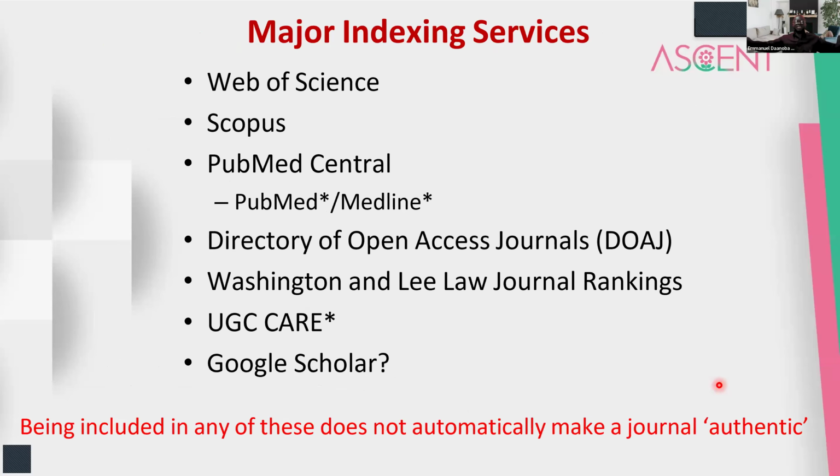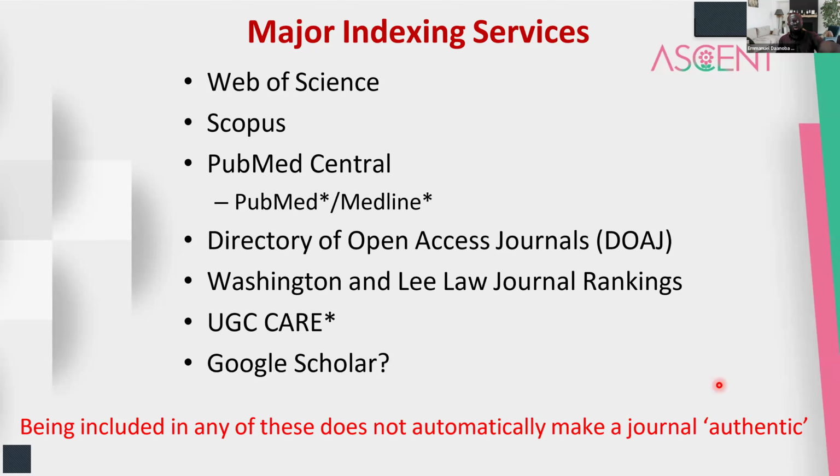So, major indexing services. These are the genuine indexing services. Web of Science, all right? Scopus, PubMed Central, or PubMed or Medline. We have Directory of Open Access Journals, DOAJ. Washington and Lee Law journal rankings. And if you are in India, we have what we call UGC Care, all right? Now, I think they are discontinuing it, but they have given a criteria for us scientists in India, how we can publish, or the journals that will be accepted for promotion and all that. The UGC means University Grants Commission.